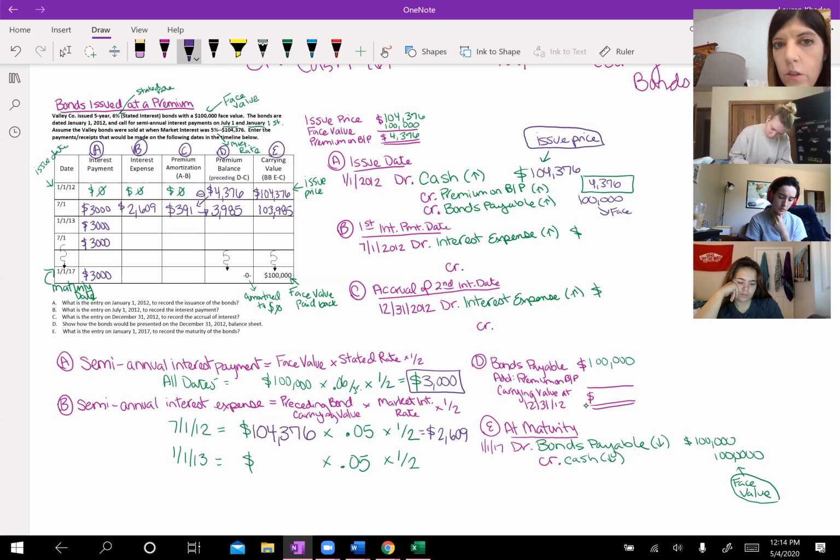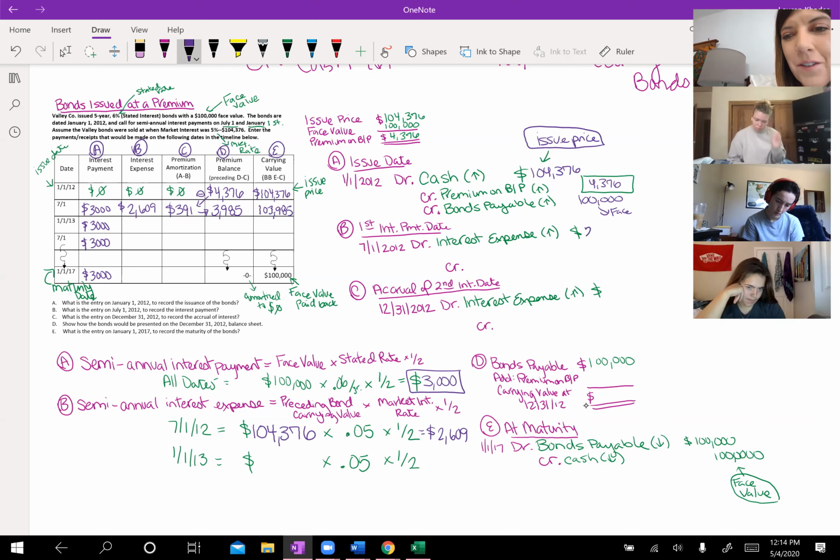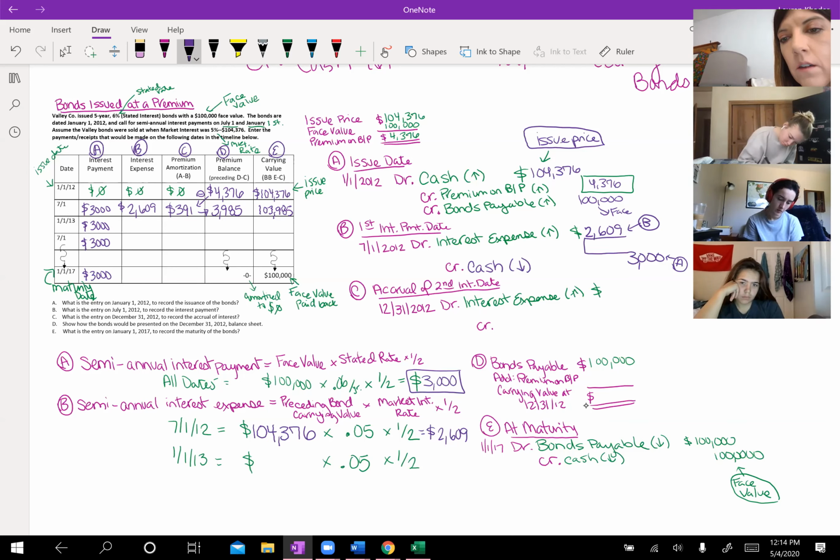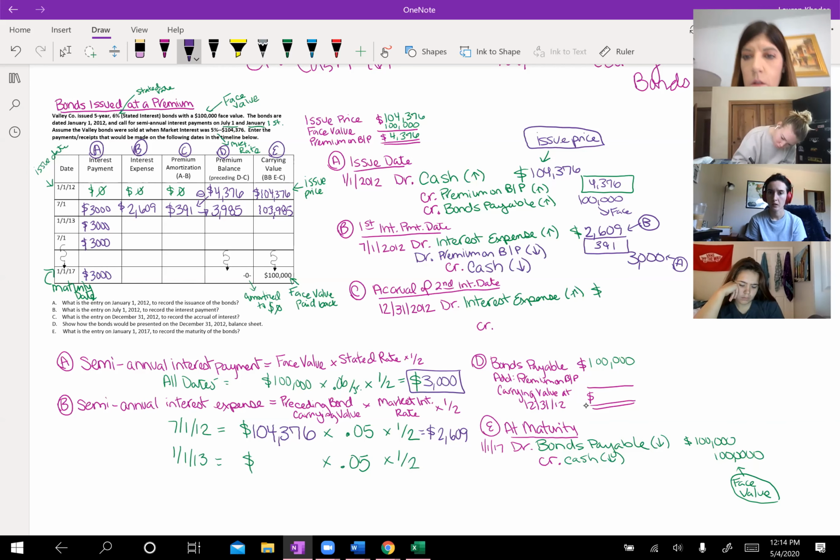For my first interest payment date, we're going to debit interest expense for 2,609, correct, from column B. We're going to credit cash for 3,000 from column A. And we need more debits, correct? $391. Premium on bonds payable. Correct. We're going to debit premium on bonds payable, reducing the premium by $391.